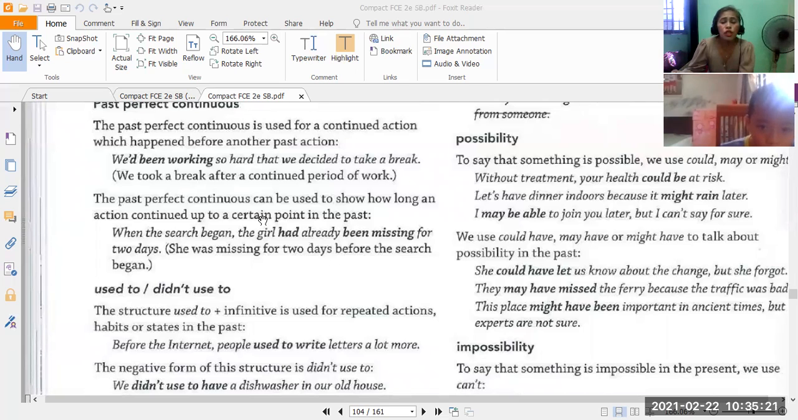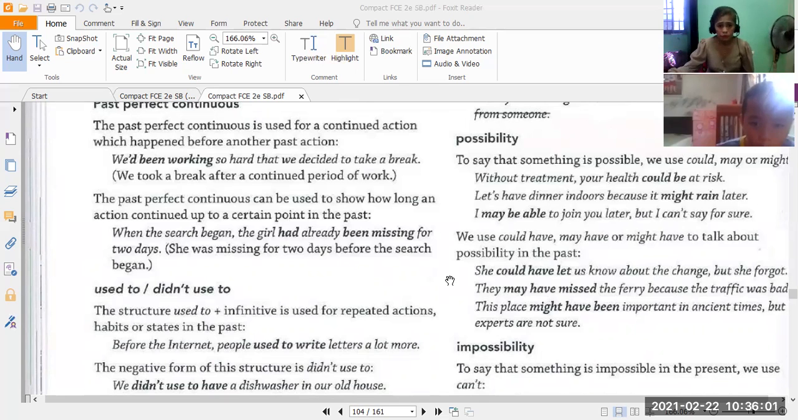The past perfect continuous also can be used to show how long an action continued up to a certain point in the past. Like, how long? How long can be used to show how long an action continued up to a certain point in the past? Okay, first, when the search began, the girl had already been missing for 2 days.